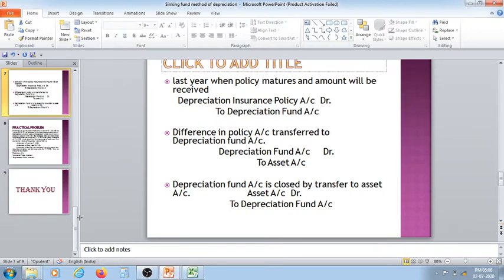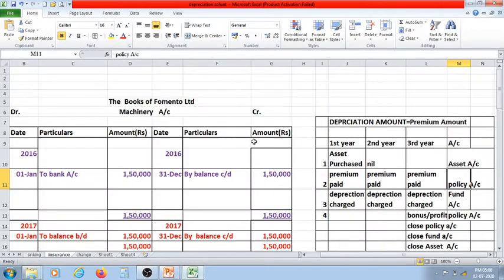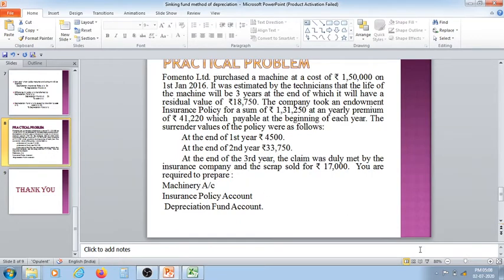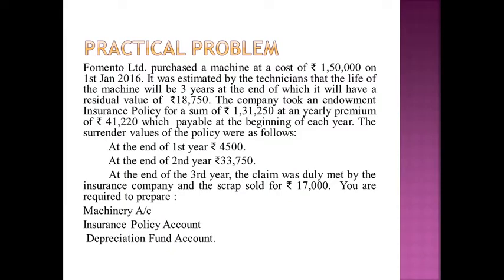Based on this, I would like to take up an illustration for the journal entry, and a practical problem goes as follows. Fomento Limited purchased a machinery at a cost of rupees 1,50,000 on 1st January 2016. This is the first year when the asset is purchased. Then, it was estimated by the technicians that the life of the machine was 3 years.